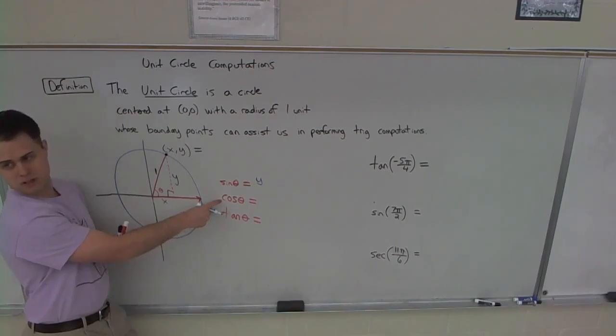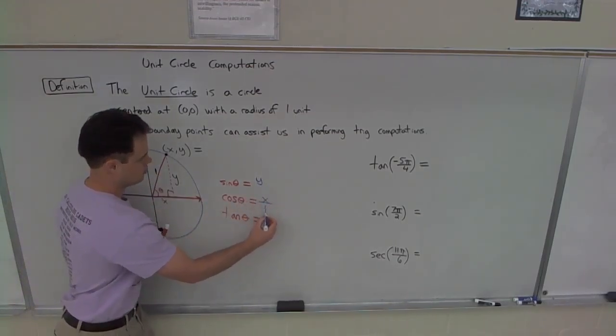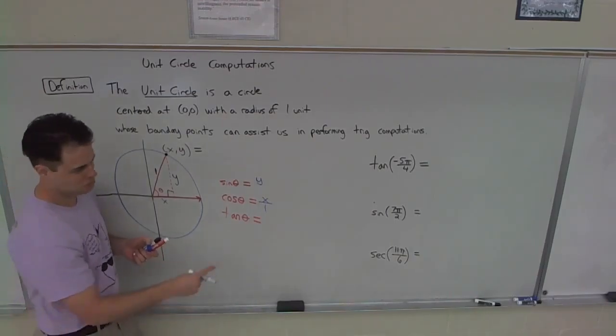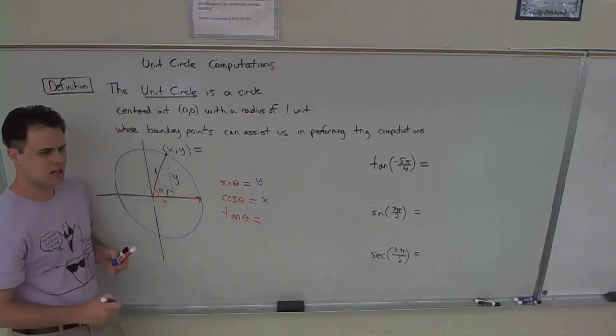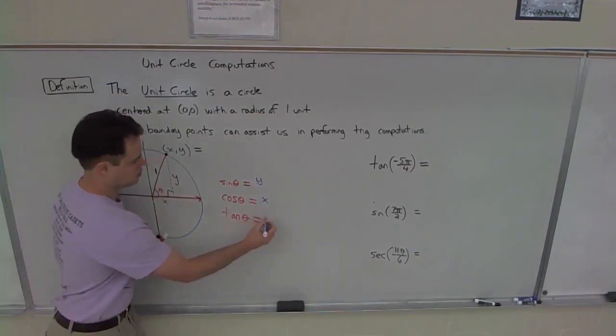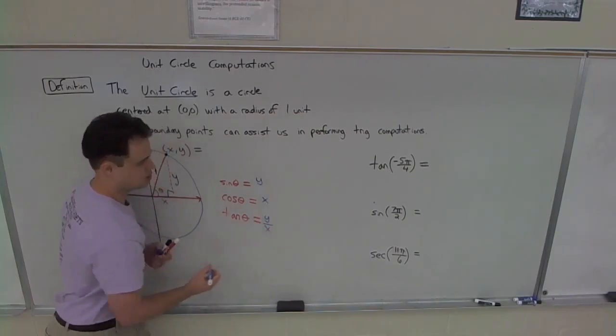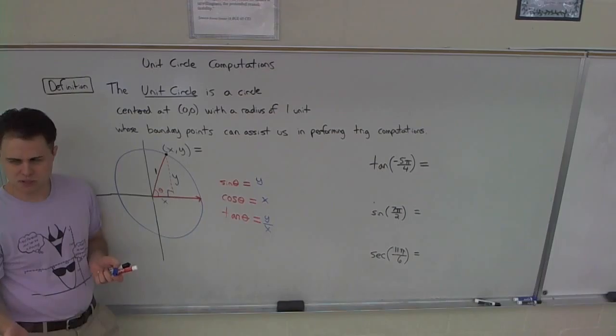So then this one is adjacent over hypotenuse, x over 1. Again, do you really need the 1? Not really, I don't think so. And then tangent of theta would be opposite over adjacent. Y over x, you kind of need both those, I'm thinking. What's this really say?